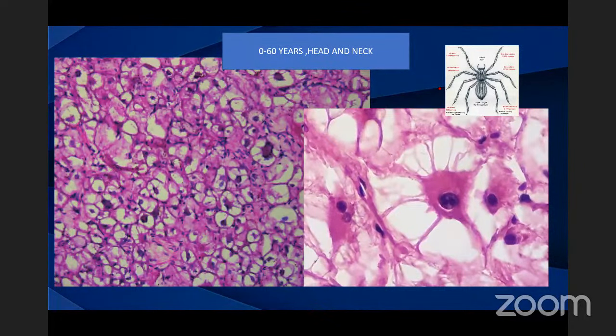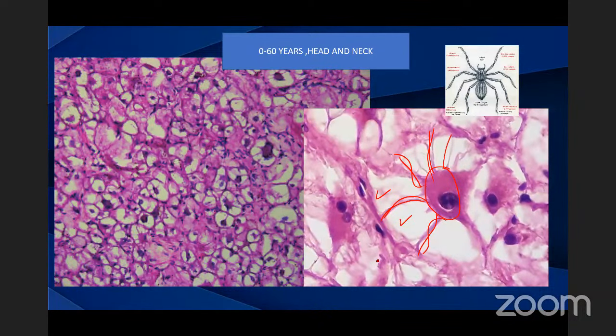This is a tumor which can occur in the age group of 0 to 60 years, and it mostly occurs in the head and neck. What classically catches your eye is this: these are spider legs coming out, so these are spider cells. They are spider cells because there is a lot of glycogen, and because of the glycogen, you can only see the cytoplasmic extensions. That is very, very classical of rhabdomyoma, which you should remember.